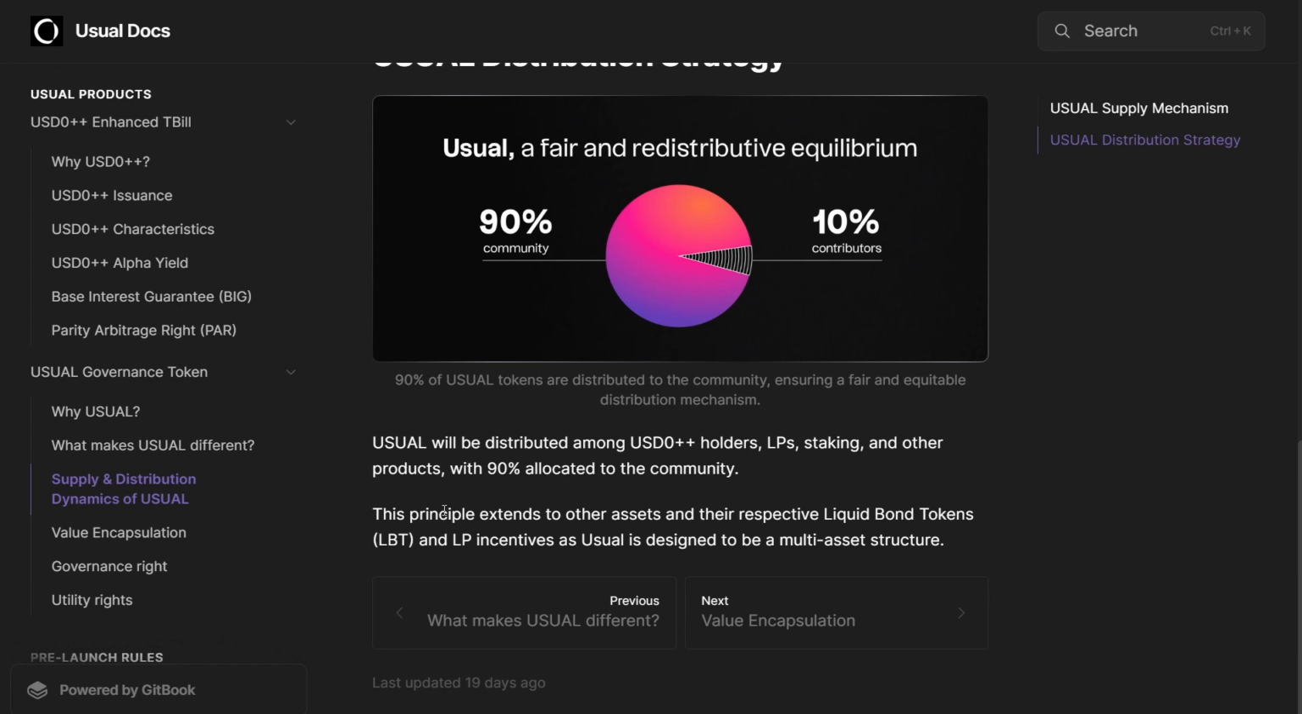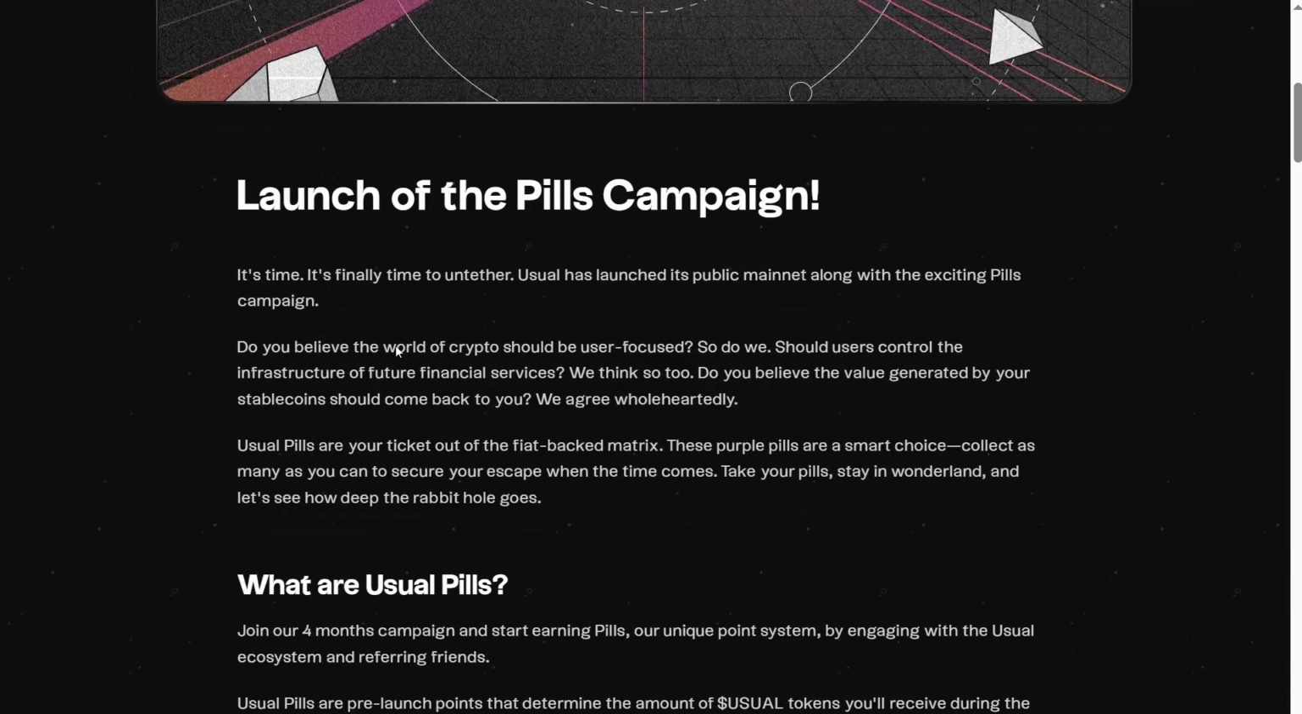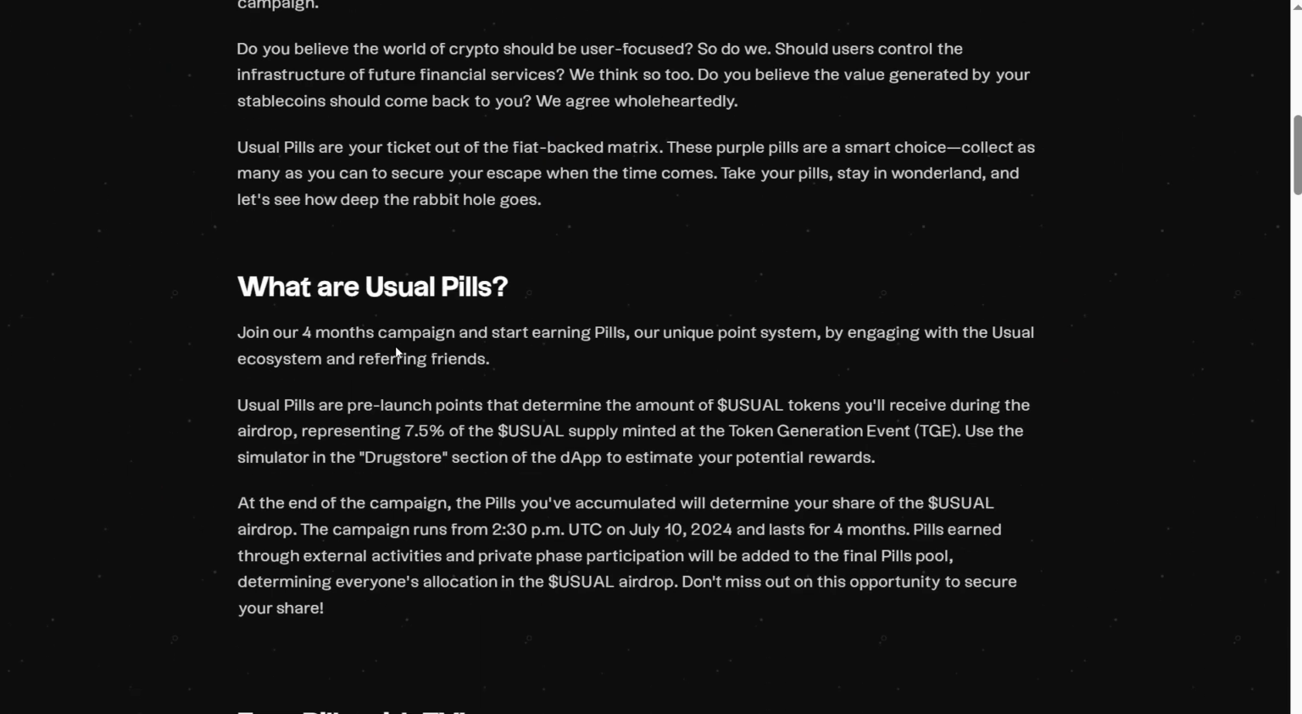We learned that withdrawal is possible only through Curve Finance and at the current market price. I see some risks, but I use usual money for the potential airdrop. The usual money campaign starts on July 10th and lasts for 4 months. Usual pills are pre-launch points that determine the amount of usual tokens, as I mentioned before.